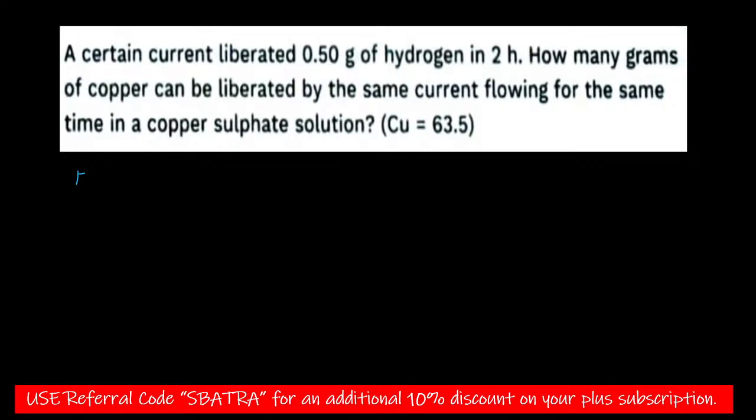The question is, a certain current liberated 0.50 grams of hydrogen in 2 hours. How many grams of copper can be liberated by the same current flowing for the same time in a copper sulfate solution? You have been given the atomic mass of copper also, that is 63.5. So now you have to do this question.